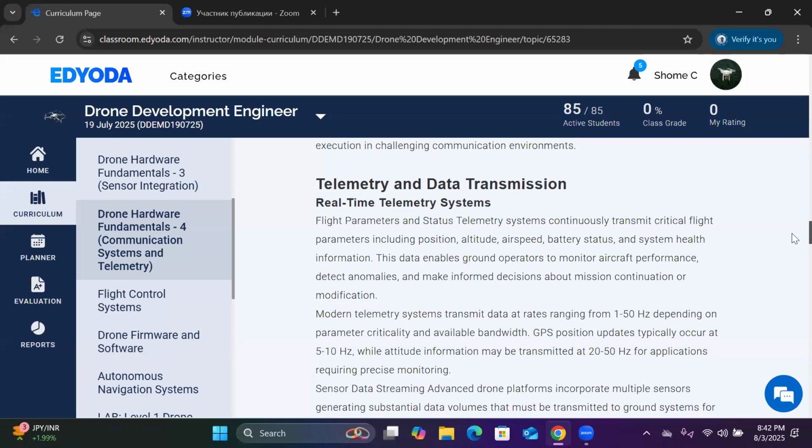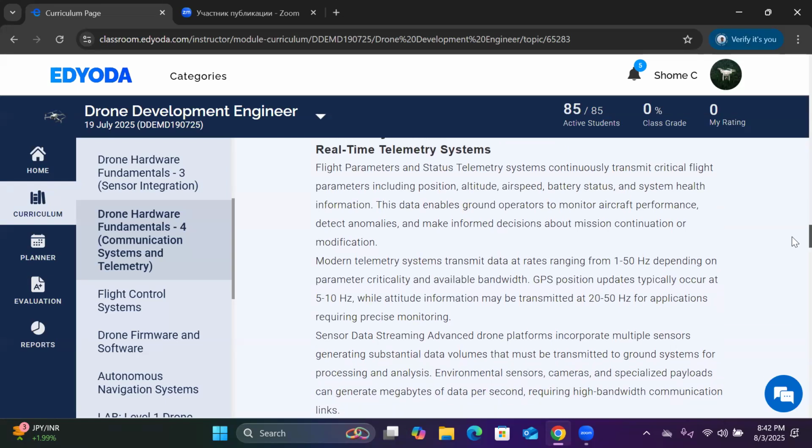Modern telemetry systems transmit data at rates ranging from 1 to 50 Hz depending on parameter criticality and available bandwidth. GPS position updates typically occur at 5 to 10 Hz, while altitude information may be transmitted at 20 to 50 Hz for applications requiring precise monitoring. This is only for your sake of knowledge.